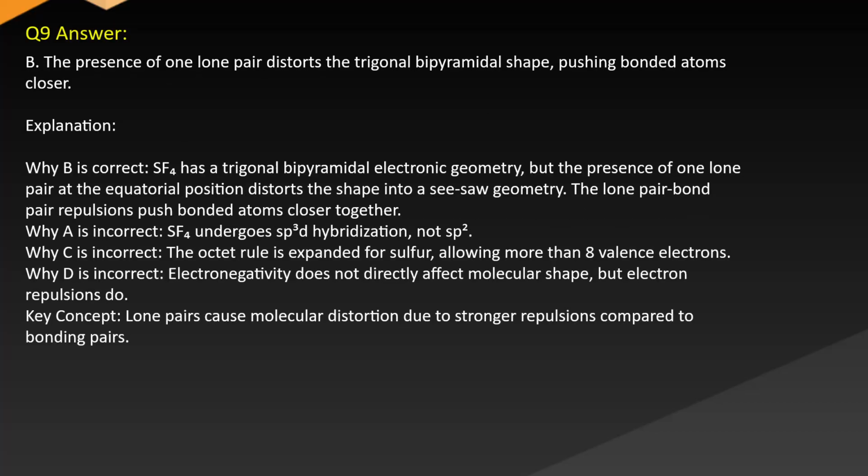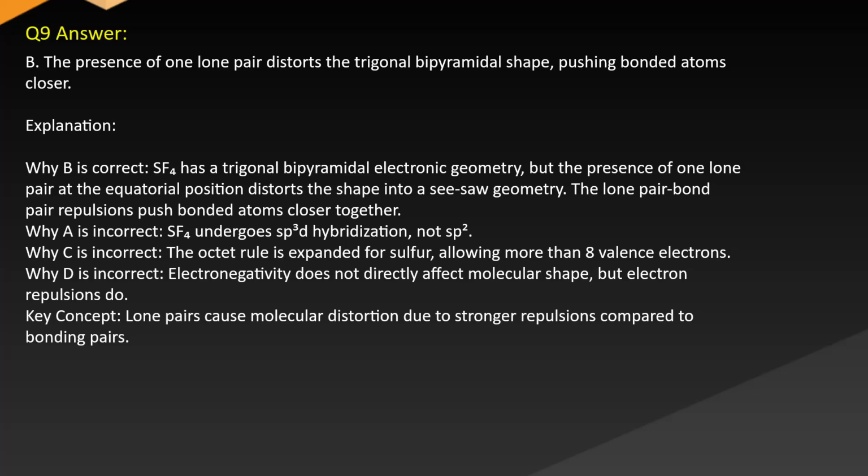Answer B. The presence of one lone pair distorts the trigonal bipyramidal shape, pushing bonded atoms closer. Explanation: B is correct. SF4 has trigonal bipyramidal electronic geometry, but the presence of one lone pair at the equatorial position distorts the shape into seesaw geometry. The lone pair-bond pair repulsions push bonded atoms closer together.